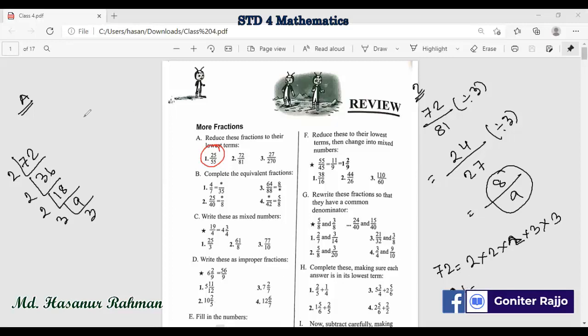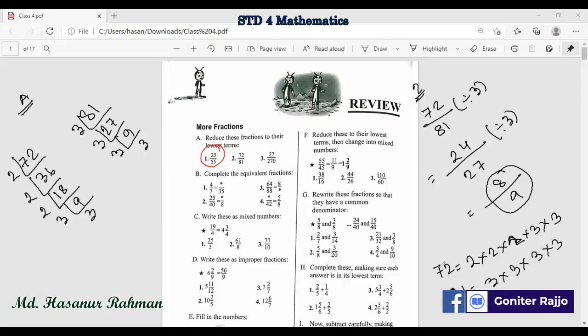And what about 81? How can we find its prime factors? Just divide 81 by 3. Why? Because if we add the digits of 81, 8 plus 1, we get 9, and 9 is divisible by 3, so 81 is also divisible by 3. 81 by 3 is 27. Again, 27 by 3 is 9. 9 divided by 3 is 3. So 81 is 3 times 3 times 3 times 3.